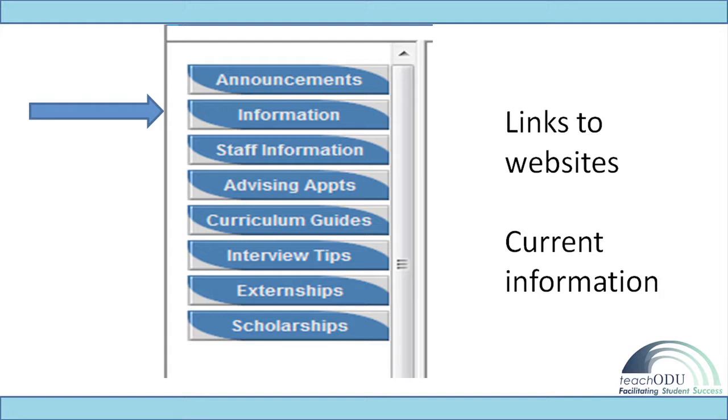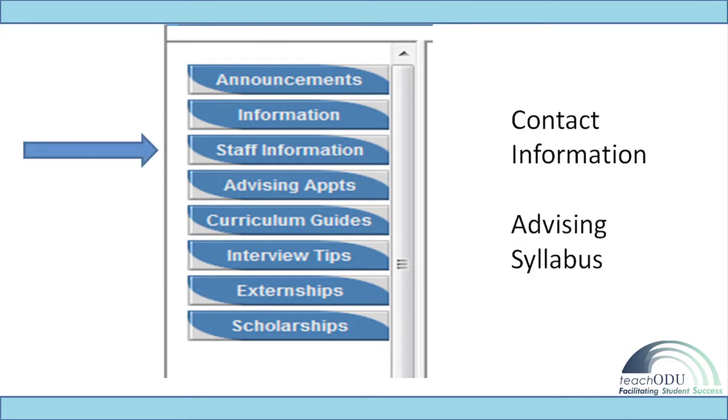Under the information link, I have links to different websites that are pertinent for them, like discovernursing.com, or if there's other current information out there, maybe links to the Writing Center workshop. That's a place for me to store links, and also that's where I keep my advising syllabus, my office hours, and my contact information. Under staff information, I guess that's where I keep my advising syllabus and contact information.